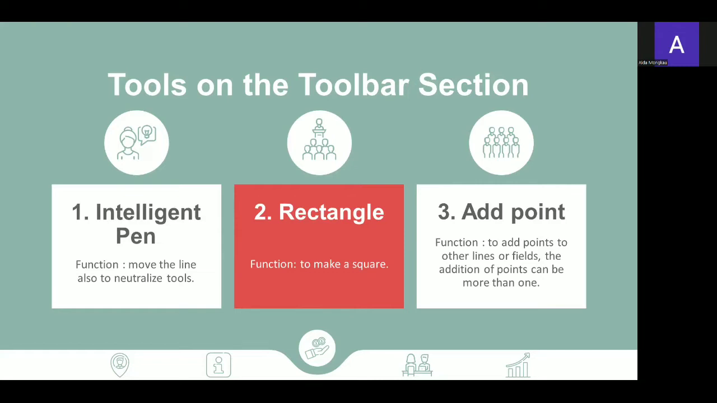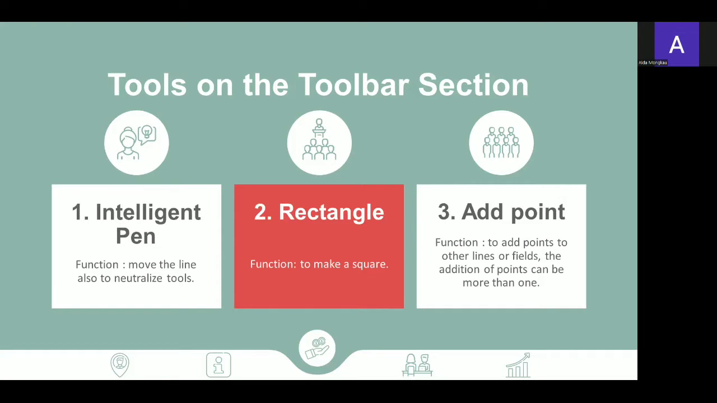Second, Rectangle, shortcut S. This function is to make a square. And how to use it? Click the Rectangle tool logo, then enter the desired line and size. Number 3, Add Point, shortcut P. This function is to add points to other lines or fields.